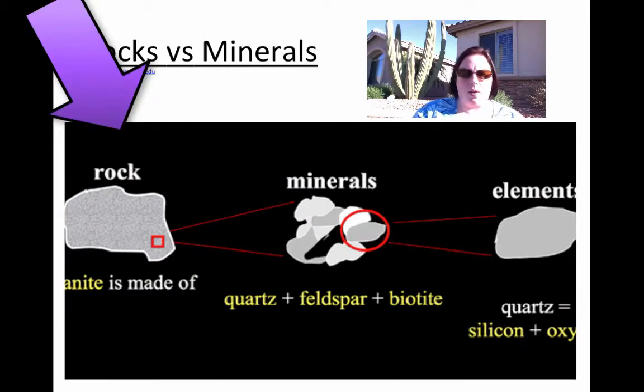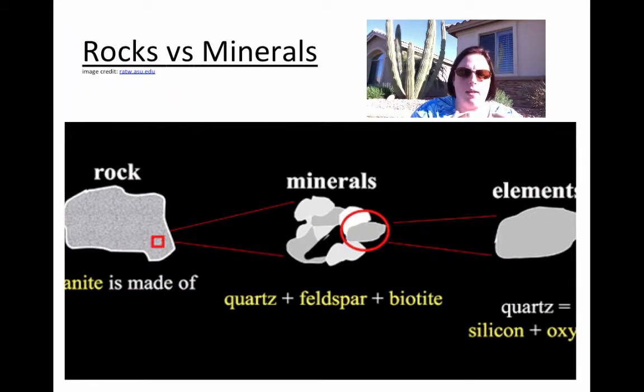So I like this image to show you the difference between a rock and a mineral and an element. If you start all the way on the left, you're going to see that this is a piece of granite. It is a rock. Granite is, however, made up of 3 different types of minerals. This is quartz, feldspar, and biotite. Minerals, of course, have that chemical composition or a compound, and those are made up of elements. And quartz specifically is made up of silicon and oxygen.